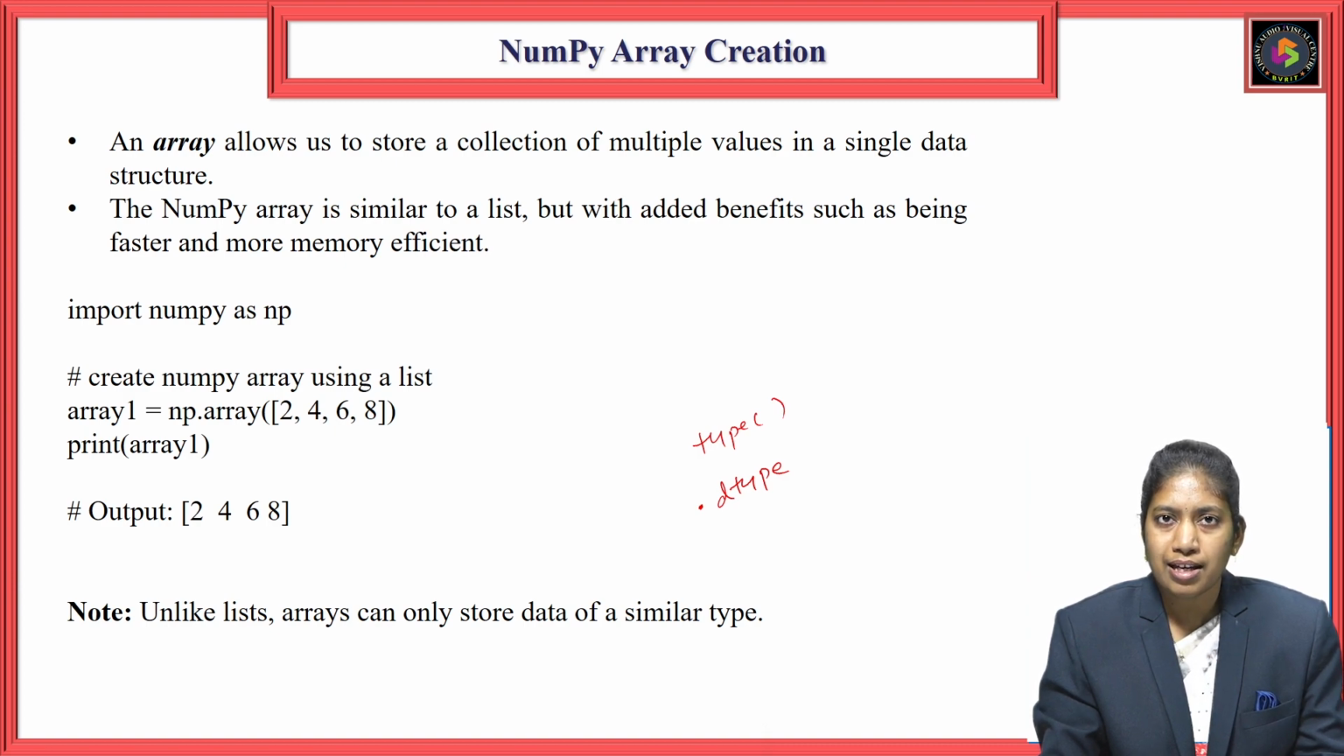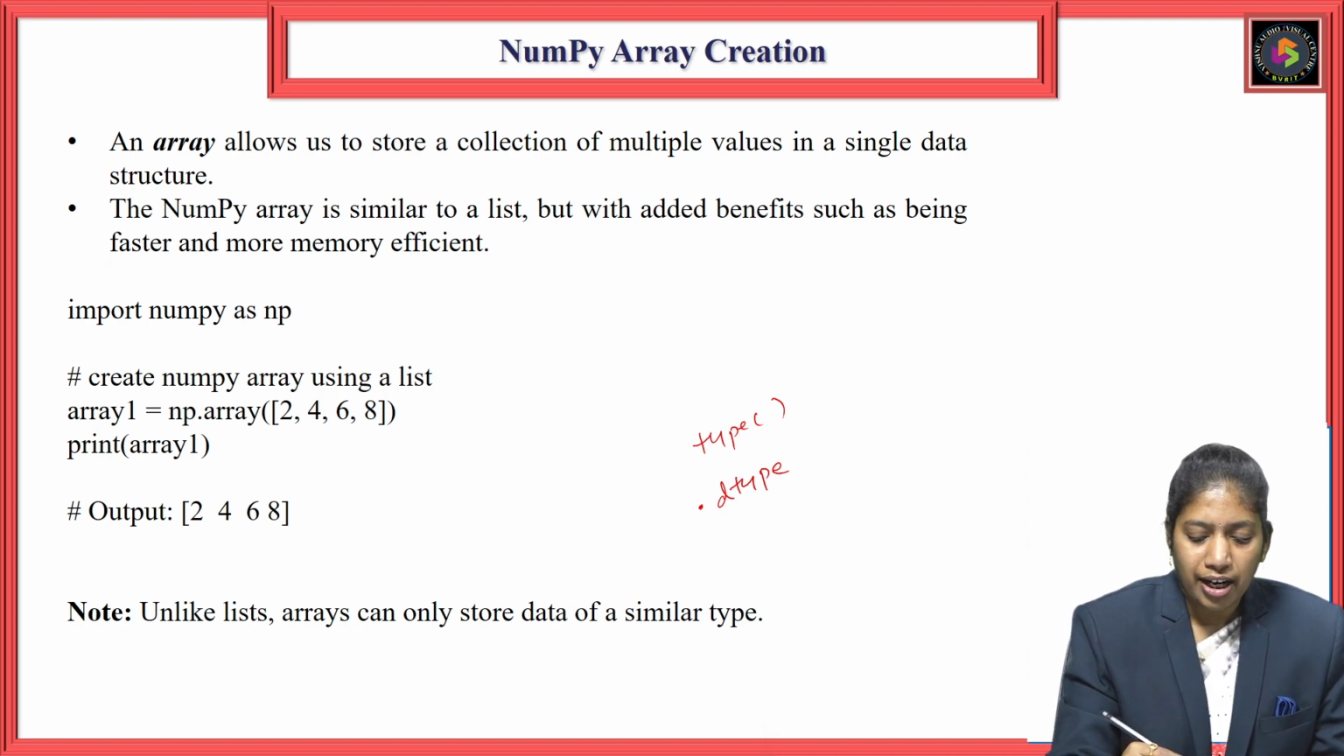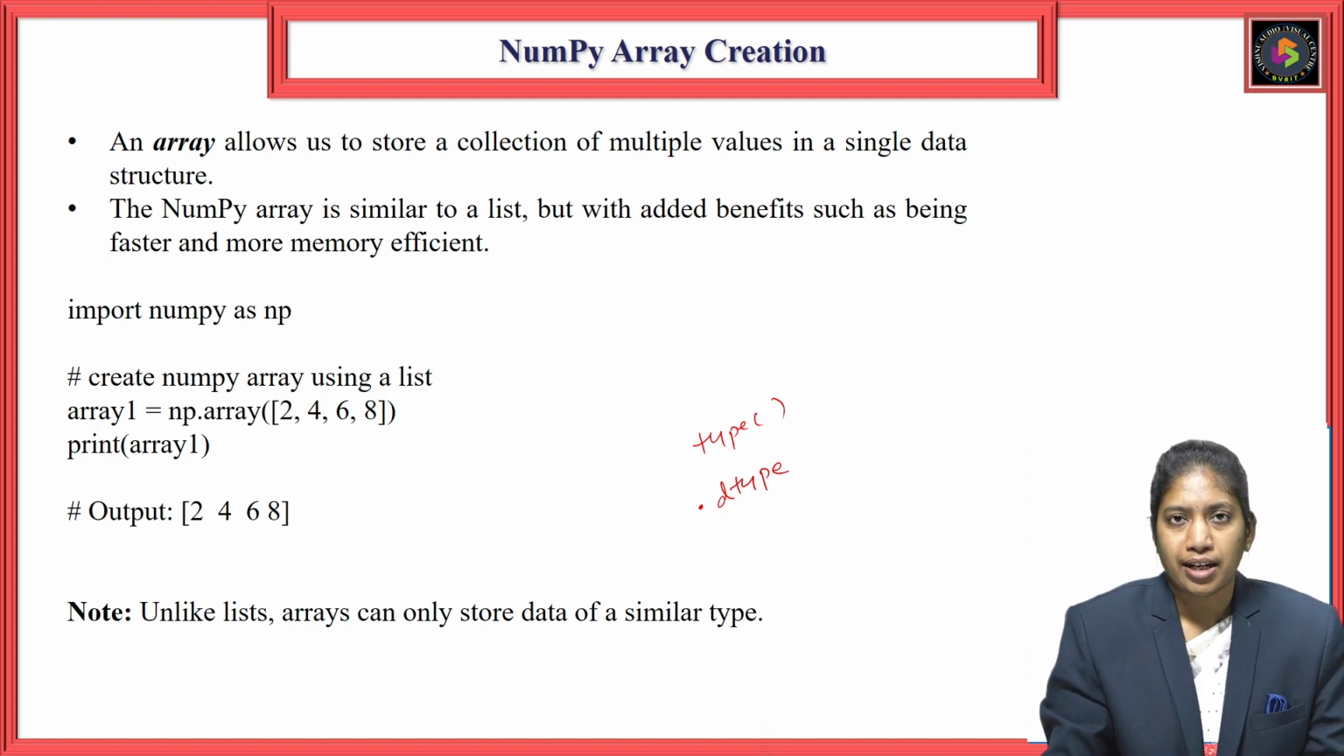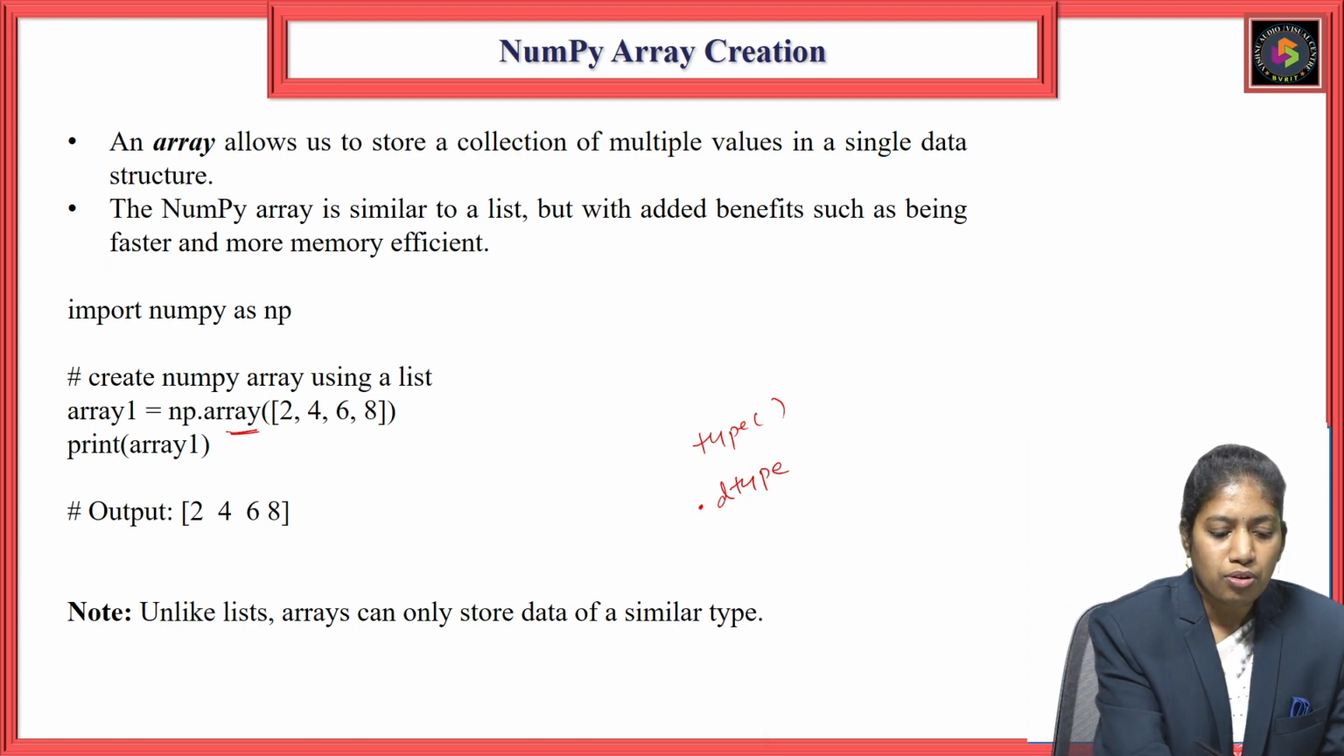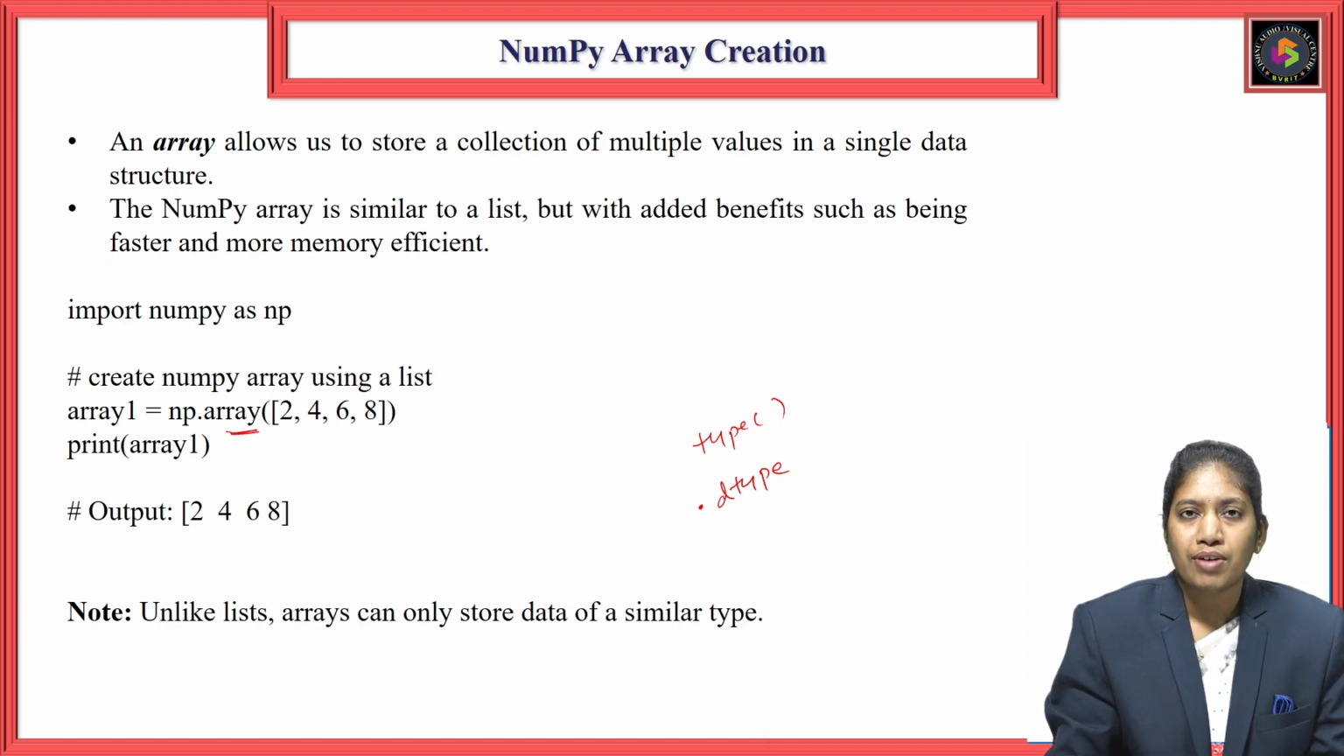A NumPy array is similar to a list, but with a slight difference. The benefit compared with the Python list is that it is faster and more memory efficient. But in the array function we are passing a list only. So how to create an array in NumPy? Using the array function only. That function is available in NumPy.